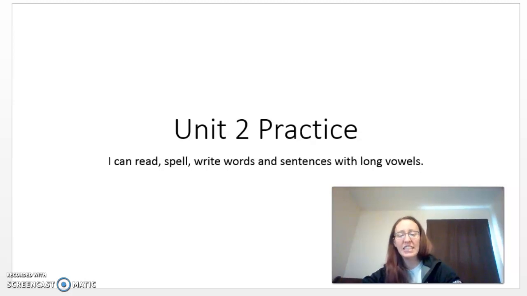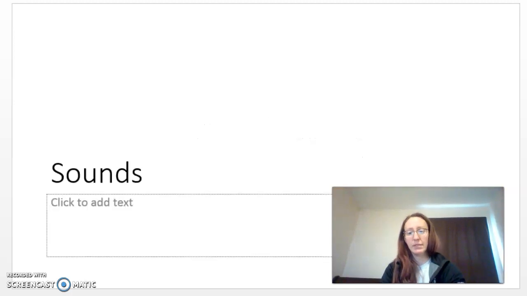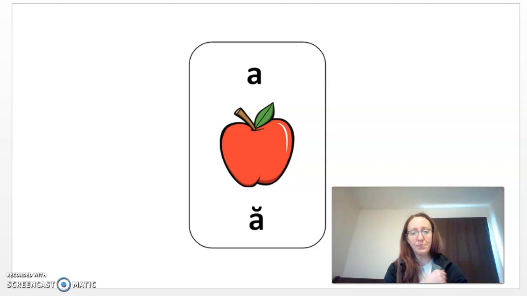First grade friends. For those of you working in Unit 2, here we have some practice reading, spelling, and writing words and sentences with long vowels. Today we're going to focus on EE says E. We have some sounds that we're going to practice as well.